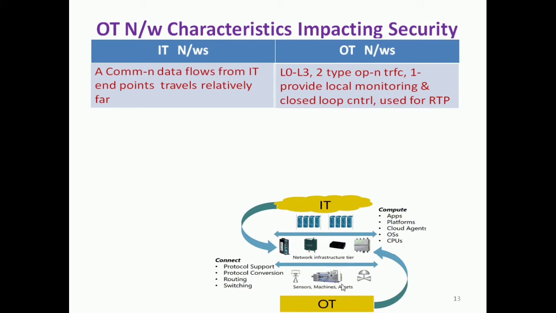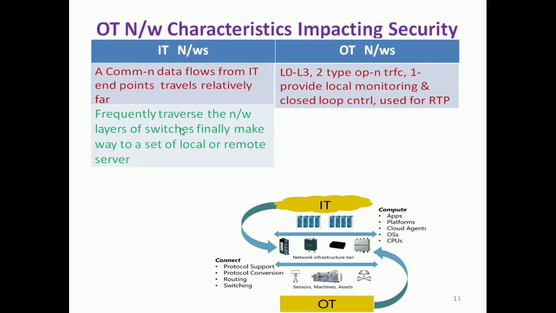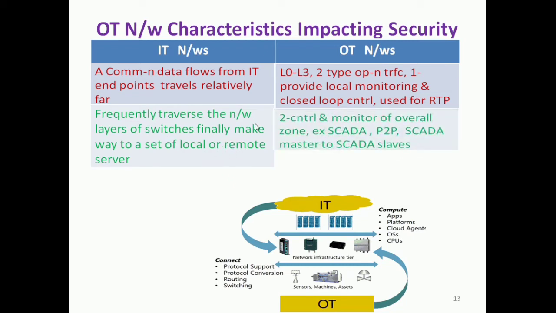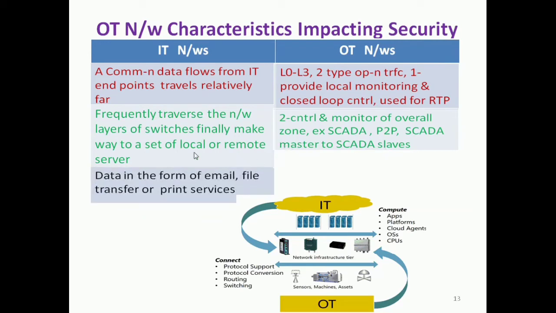So coming to information technology, the characteristics which impact security: data frequently traverses the network layers of switches, finally making its way to a local or remote server. Coming to operation technology or IoT, it is used to control and monitor overall zones, for example SCADA, point-to-point SCADA master to SCADA slaves. Coming to information technology, data is in the form of email, file transfer or print services from the server, right? So that we can observe.